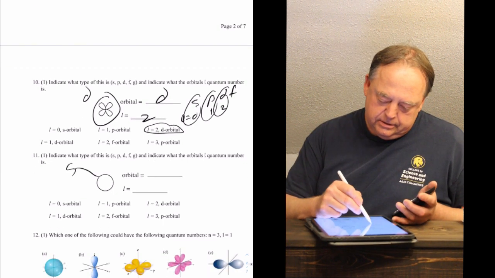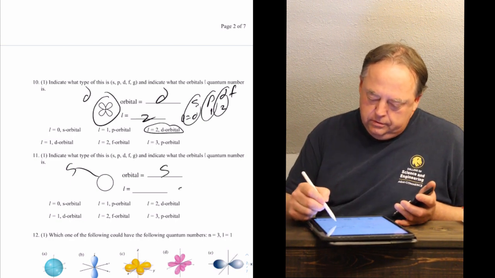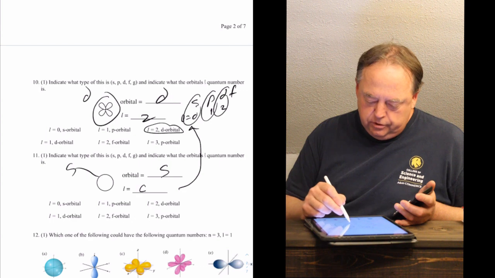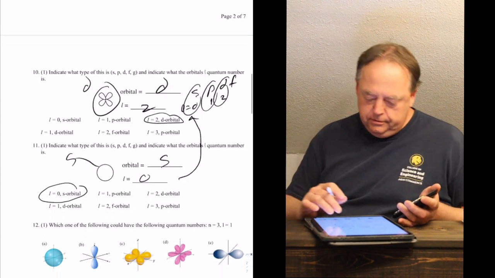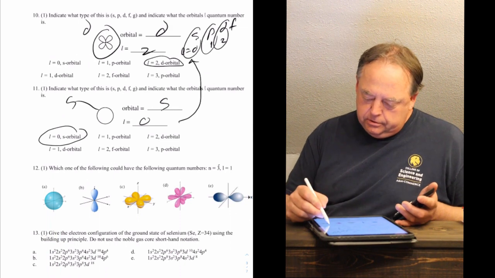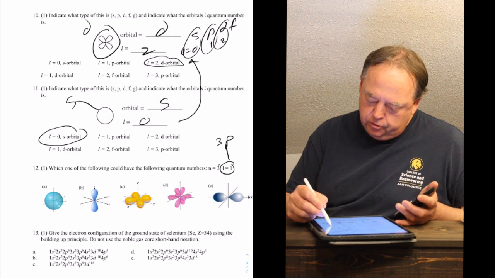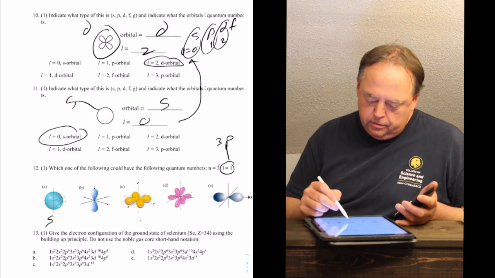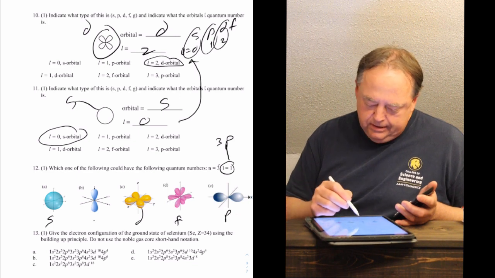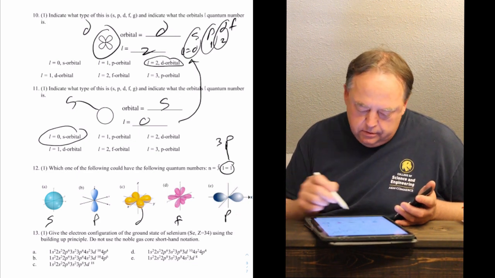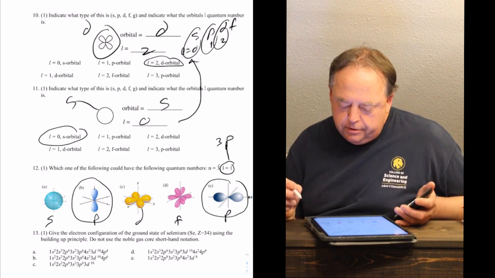Here you have to recognize spherical is an s orbital, and if it's an s orbital, then that means L is equal to 0. So that's the right answer. Okay, so L is 1 means it's a p orbital, and so it's a 3p orbital. So that's an s orbital, that's a d orbital, that's an f orbital, that's a p orbital, that's a p orbital. So B would be correct, or E would be correct.